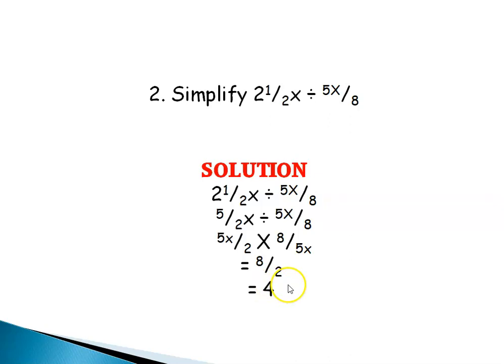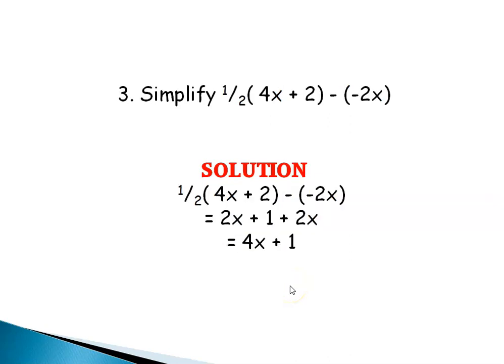Is that okay? Good. The next question says simplify 1 over 2 bracket 4x plus 2 minus 2x. Alright, so what do I have to do? This 1 over 2 simply means divide 4x plus 2 by 2. So if I divide this by 2, 4x divided by 2 is 2x. 2 divided by 2 is 1. So I'm left with this.